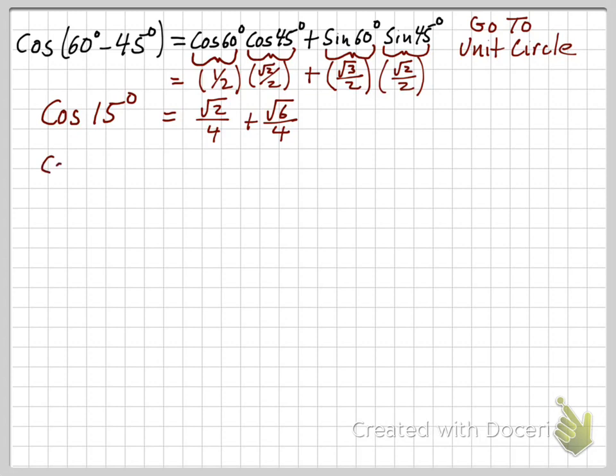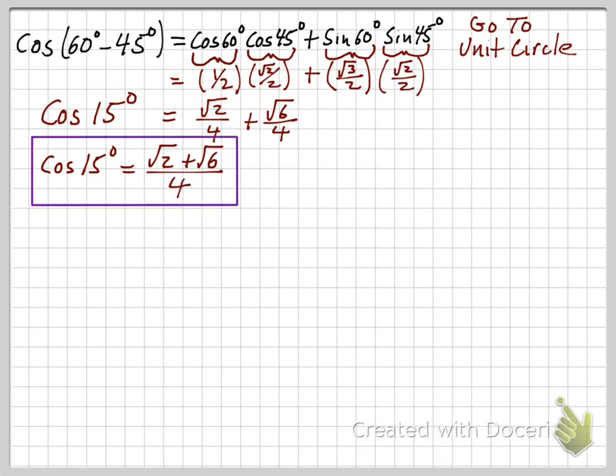That is your answer. You can get a little bit fancier and write it like this because it has a common denominator. If you were to punch this into your calculator, you'd get a decimal approximation of root 2 plus root 6 over 4. And that's how we use these formulas.